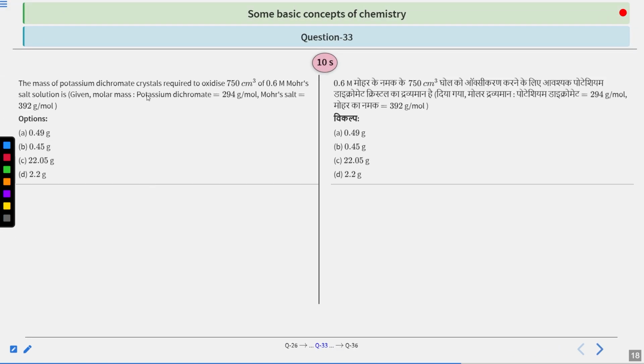The mass of potassium dichromate crystal required to oxidize 750 centimeter cube of 0.6 M Mohr's salt solution is asked. The molar mass of potassium dichromate is 294 gram per mole, and Mohr's salt is 392 gram per mole. So this is the molar mass that is given. Options are 0.49 grams, 0.45 grams, 22.05 grams, and 2.2 grams. Okay, so you have 10 seconds to solve this question. Your time starts now. Now let us see the answer.